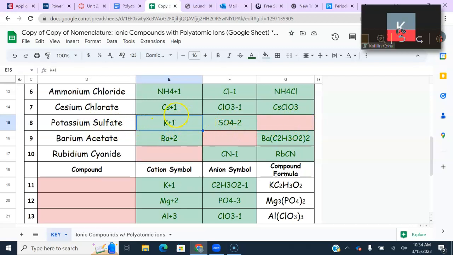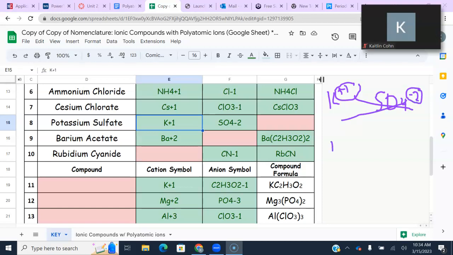So now we're going to do our swap, drop, and chop. So the last part in this row, we're going to need to do our swap, drop, and chop to figure out our formulas. So here we have potassium sulfate. So our potassium has a charge of +1, and our sulfate has a charge of -2. So we're just going to do our swap, drop, and chop. So we've got a K +1, and we have an SO4 -2. So let's swap, drop, and chop our charges.